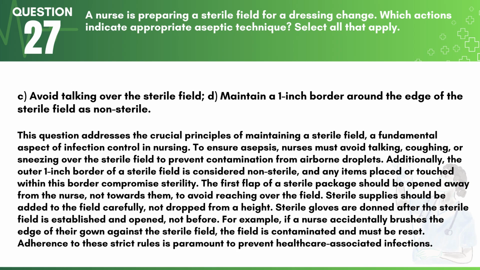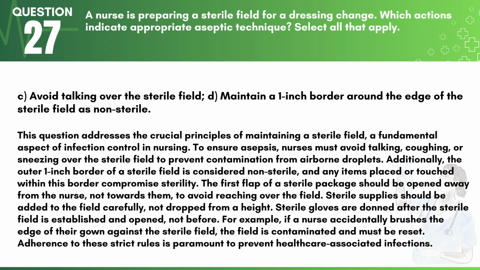Answer. Avoid talking over the sterile field. Maintain a 1-inch border around the edge of the sterile field as non-sterile. This question addresses the crucial principles of maintaining a sterile field, a fundamental aspect of infection control in nursing. To ensure asepsis, nurses must avoid talking, coughing, or sneezing over the sterile field to prevent contamination from airborne droplets.